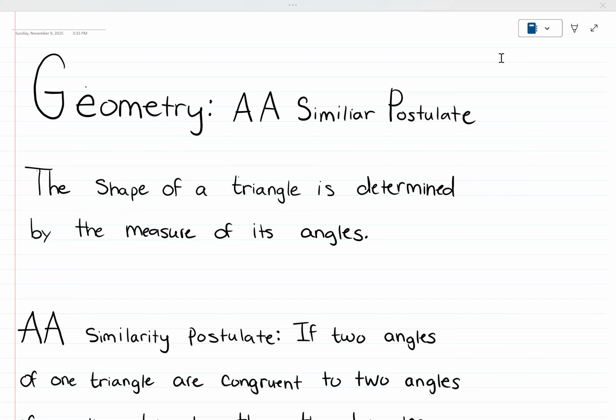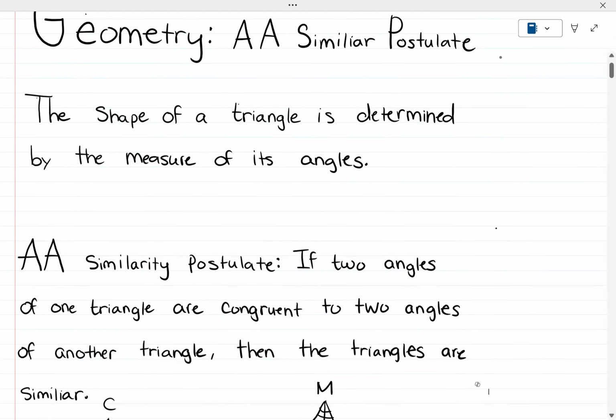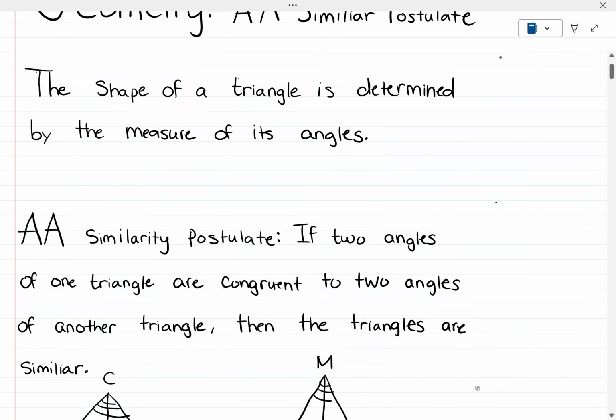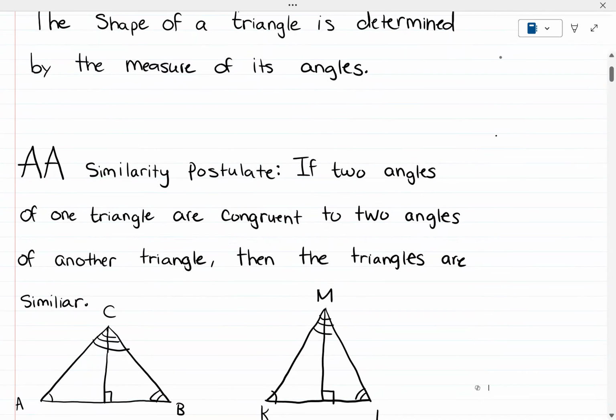The shape of a triangle is always determined by the measure of its angles. The Angle-Angle Similarity Postulate states that if two angles of one triangle are congruent to two angles of another triangle, then the triangles are similar. They're not congruent, they're just similar.